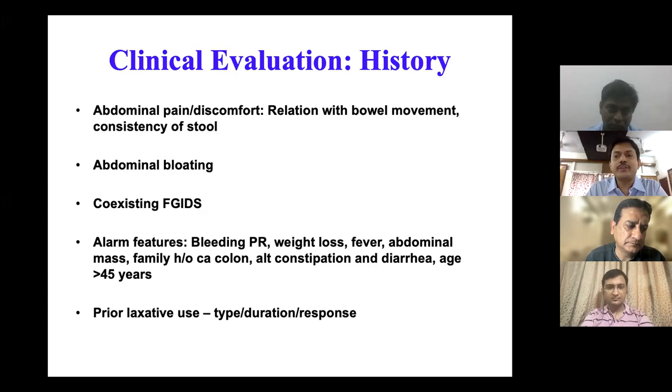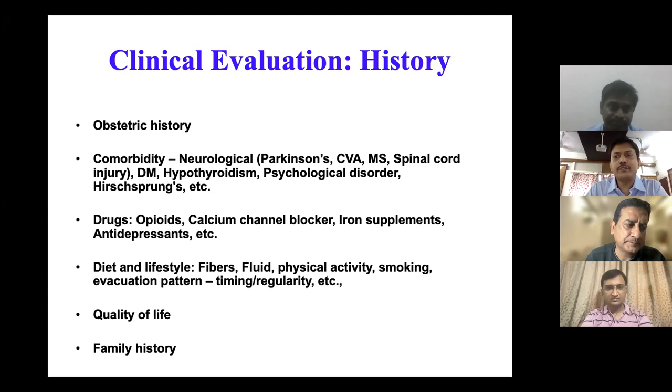Then we need to ask for any associated conditions or secondary causes of constipation, which can either cause it or, most often, aggravate the symptom, as Dr. Govind was saying. In a woman, any history of obstetric trauma; comorbid illness like neurological disorders; metabolic conditions like diabetes, hypothyroidism; psychological disorders; history of Hirschsprung disease, etc. Drugs are again a very important cause of worsening of constipation, or they can cause constipation, like opioids, CCBs, etc. Again, Dr. Sridhar has discussed this in his presentation.